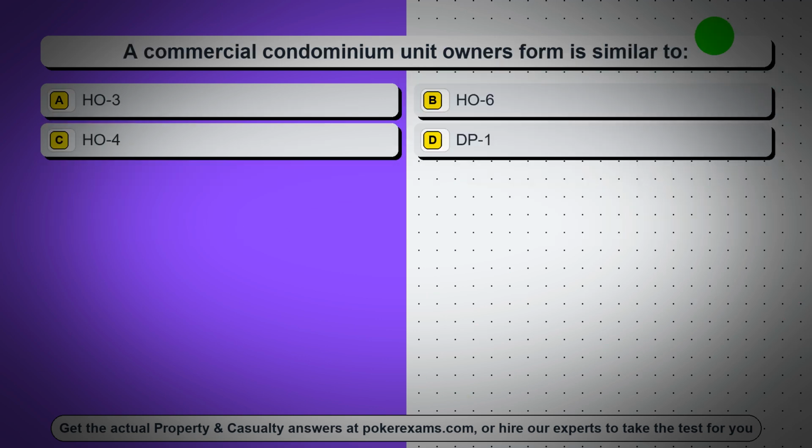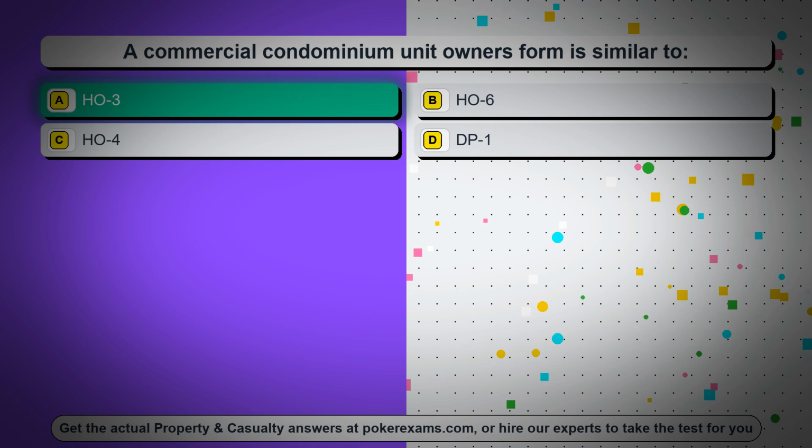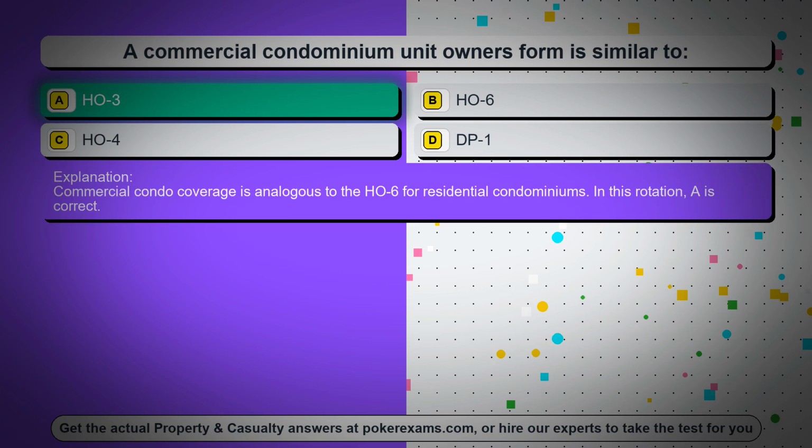Question 55. A commercial condominium unit owner's form is similar to option A, HO3, option B, HO6, option C, HO4, option D, DP1. The correct answer is option A, HO3. Commercial condo coverage is analogous to the HO6 for residential condominiums. In this rotation, A is correct.